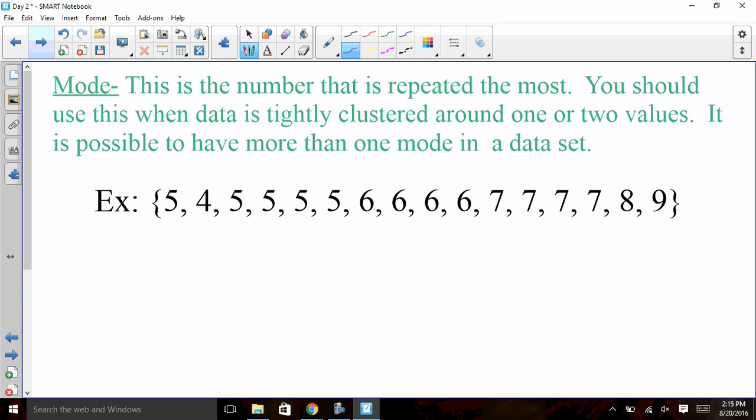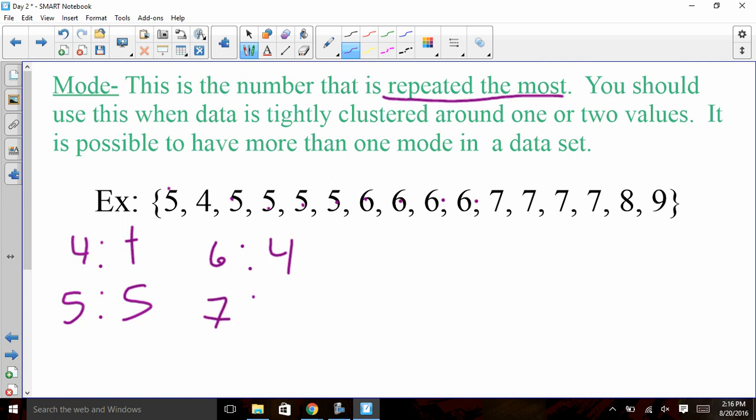So let's go ahead and move on to the last type of central tendency, which is the mode. And that's the number that is repeated the most. Okay, so how many 4s do I have? Well, I got 1. How many 5s? 1, 2, 3, 4, 5. I've got 1, 2, 3, 4 6s, 4 7s, an 8, and 1 9.